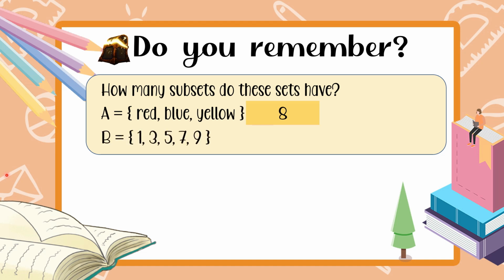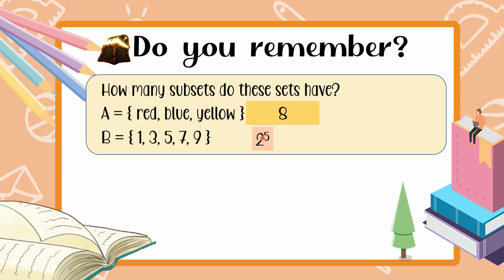How about set B with the elements 1, 3, 5, 7, and 9? Again, let's use the formula 2 raised to the n. Then let's count the elements. We have 1, 2, 3, 4, 5. We have 5 elements, so this n right here, we're going to change it to 5. So we will have 2 to the 5th power, or 2 raised to the 5.